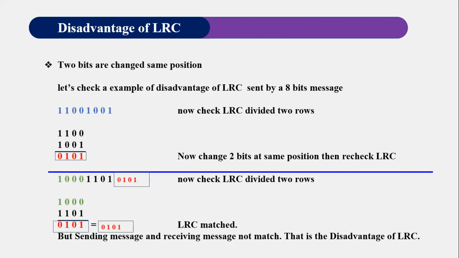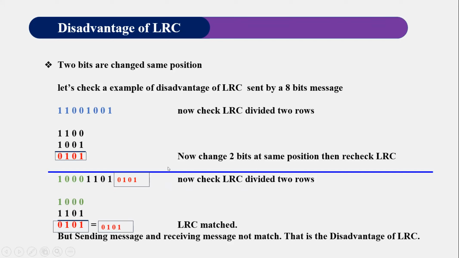Here's the disadvantage of LRC. Two bits are changed in the same position. Let's check an example of the disadvantage of LRC with an 8-bit message. The 8-bit message is 1100 1001. Here the output is 0101.